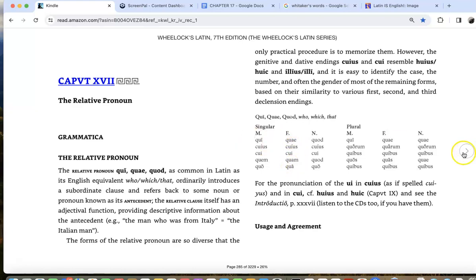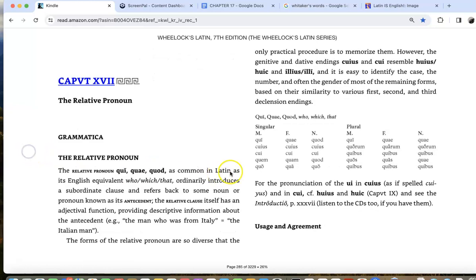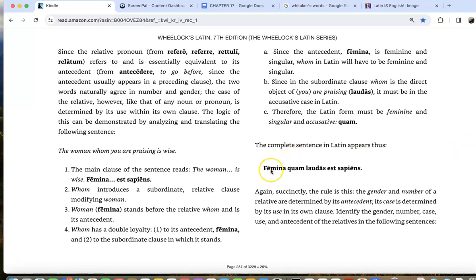The last piece, which in my experience sometimes takes a little time for students to grasp and master is, what is its function in the relative or adjectival clause? Well, as we just indicated, its function here is the direct object. So since its function is the direct object, we need the accusative form of the relative pronoun, which is quam. And we read it once again. The translation would be, the woman whom you are praising is wise.